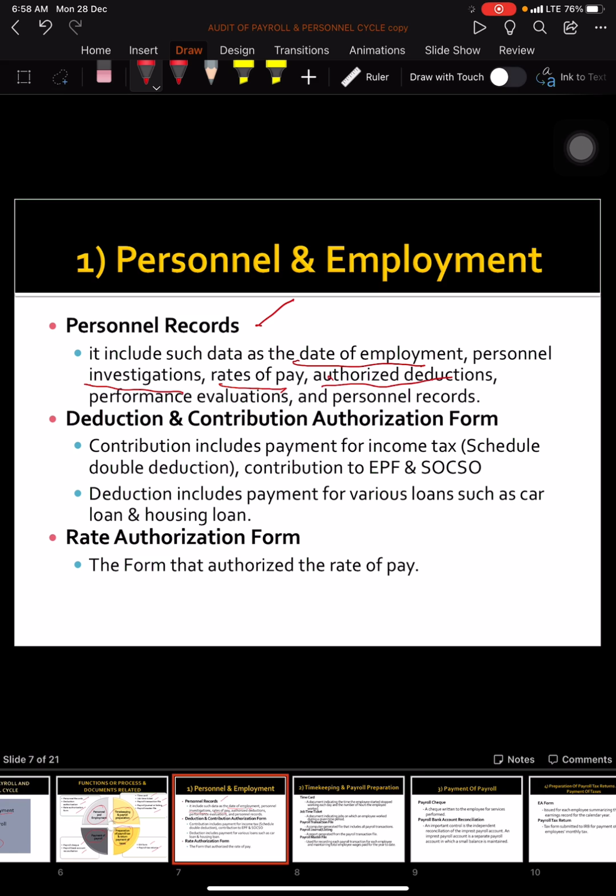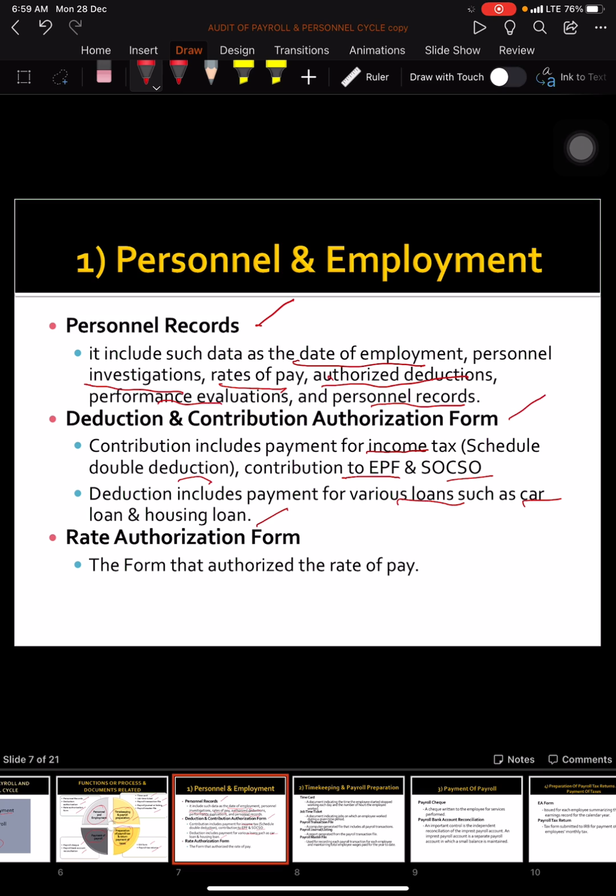And also for the authorized deduction, we check whether the rate being deducted follows the rules. And then performance and evaluation and personnel records. Number 2 is the deduction and contribution authorization form. This one includes payment for the income tax, schedule double deduction, and then contribution to the EPF. Some of the companies do not contribute to the EPF, so we have to see this one. Deductions also include payment for various loans such as car loan and housing loan. Some of the companies provide this one also, so we have to look at this one also.